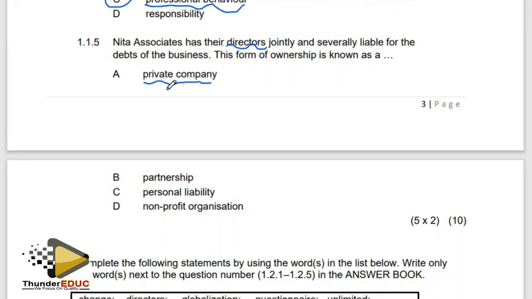So it's different from public companies, because when it is time to contribute and raise capital, it is only members of a private company, the shareholders, that contribute capital, unlike public companies, which invite the public by drawing up a prospectus to come and buy shares from the company. But under private companies, it's only shareholders that contribute more capital into the business. And it is not in line with what is required here, that directors are jointly liable for the debts of the business.